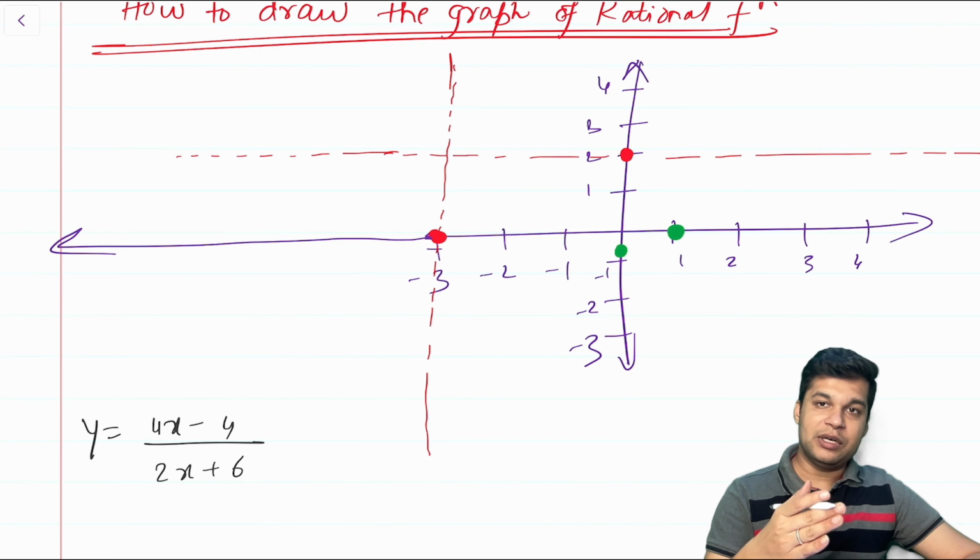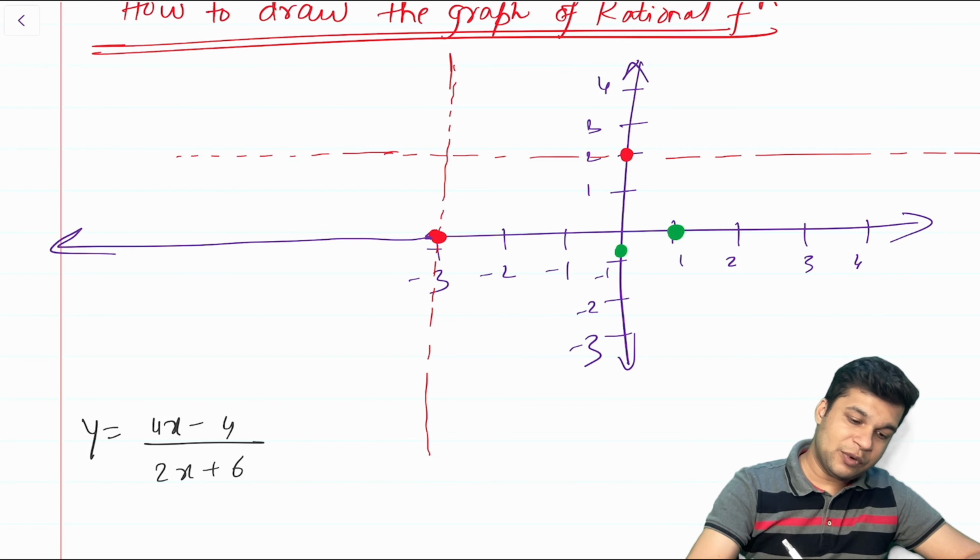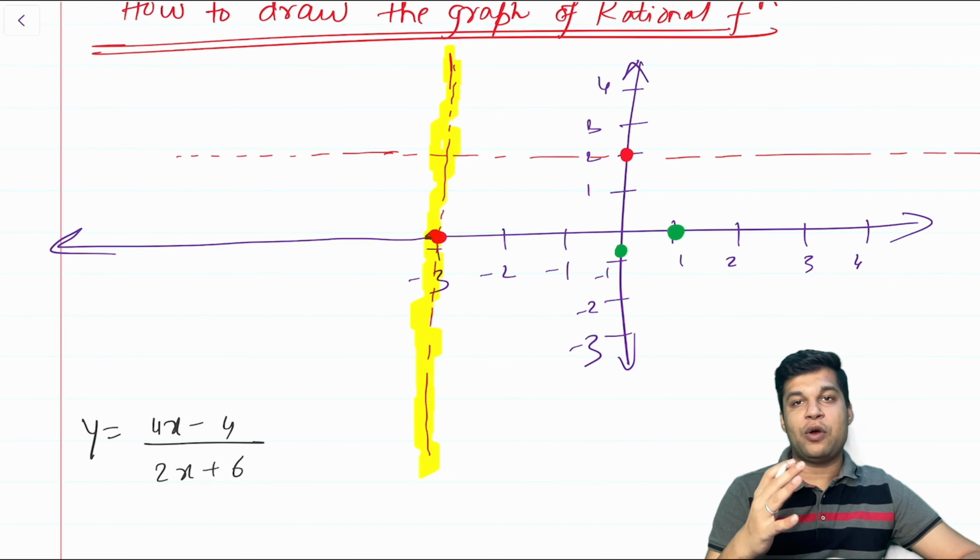Let's check the number on the right hand side of the vertical asymptote. What is your vertical asymptote? This is your vertical asymptote, the line that I'm highlighting with yellow color. So let's check what's happening on the right.